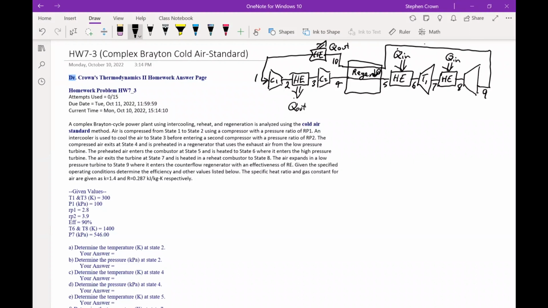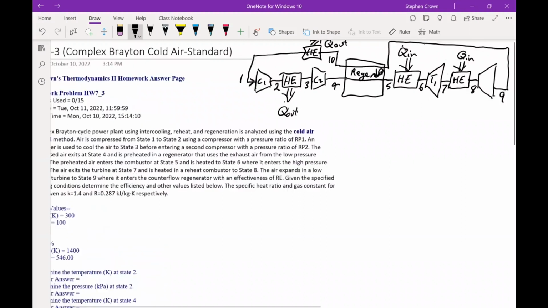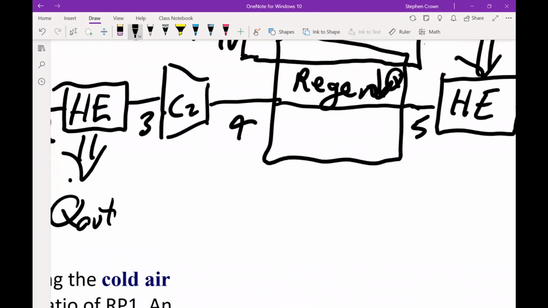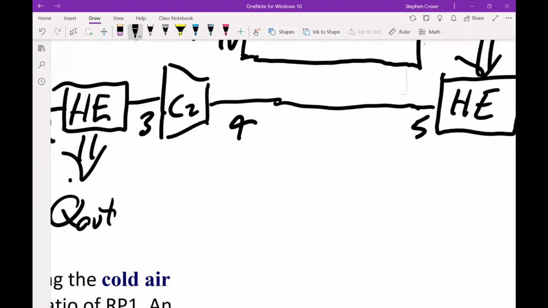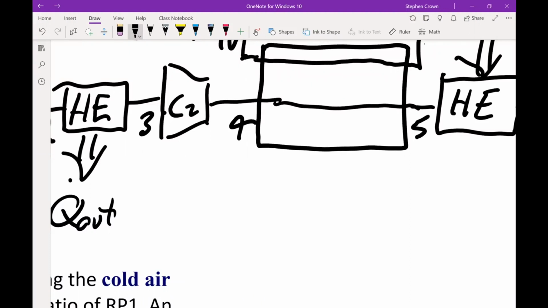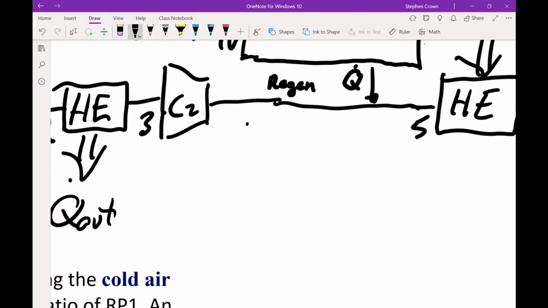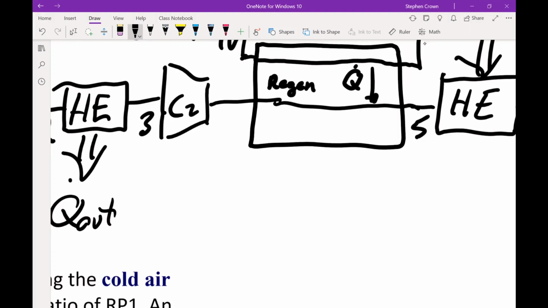That was a little hard to see what I had there, so let me just label that. That's my regenerator. And I have some internal heat transfer going from this hot stream to the cooler stream. I got in the way of my number 4 there. Okay, hopefully that's readable.